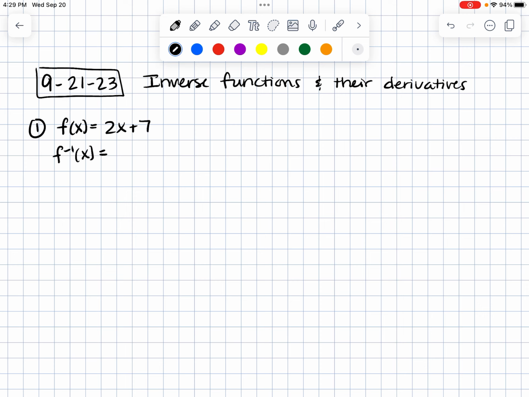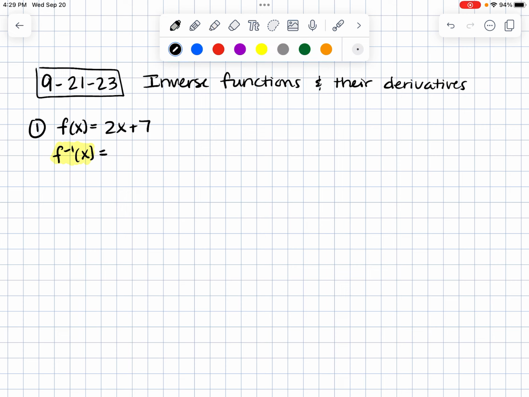So this little notation, if you don't remember from Algebra 2 trig, f to the negative 1 means the inverse. That does not mean 1 over f of x. It's not like a negative exponent. It just actually means inverse. So when you see that, that means inverse. So how do you do that?